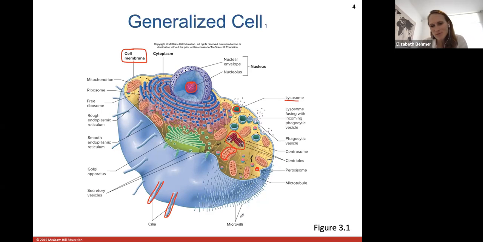And then microvilli are extensions of the cell membrane. They're a little bit smaller, and we'll see those in cells of your digestive tract to help absorb things that you eat. So you won't usually see a cell with both cilia and microvilli. Those are just illustrated to kind of show you some of the differences of the extensions of the cell membrane.